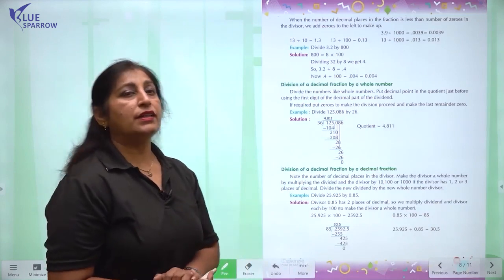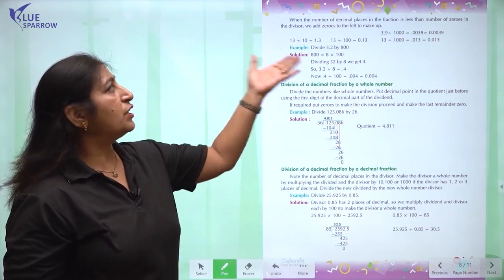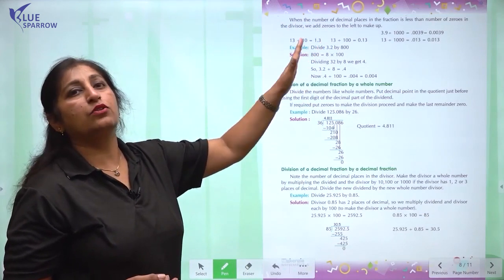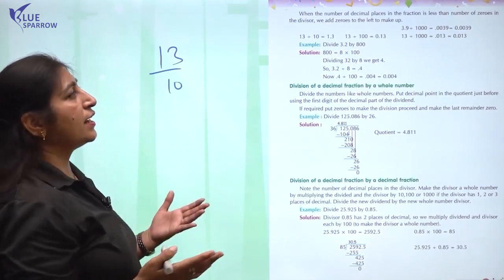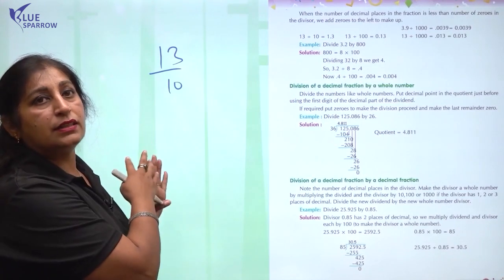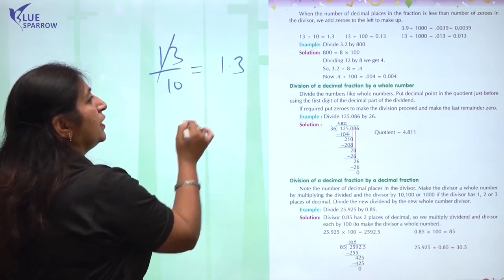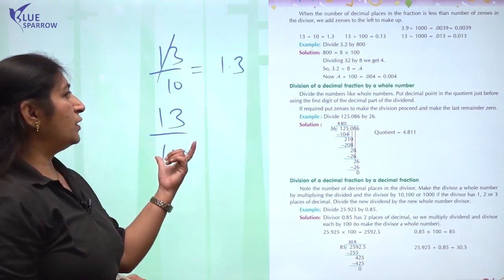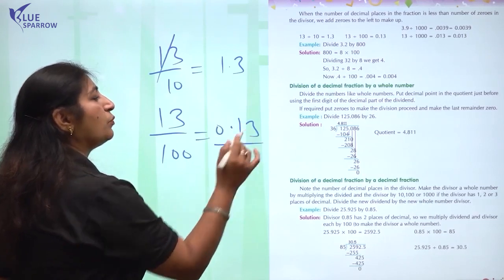Now it is said that when the number of decimal places in the fraction is less than the number of zeros in the divisor, we would add zeros to the left hand side to make up. Suppose 13 is to be divided by 10. In this case, the number of zeros is not less than the number of digits given in the question. So this can be written as 1.3. But here, if the case is 13 divided by 100, you have to leave again two places. There is no issue. 0.13.